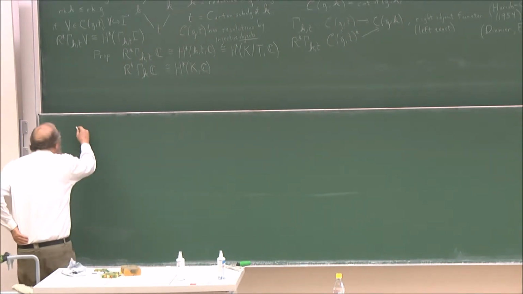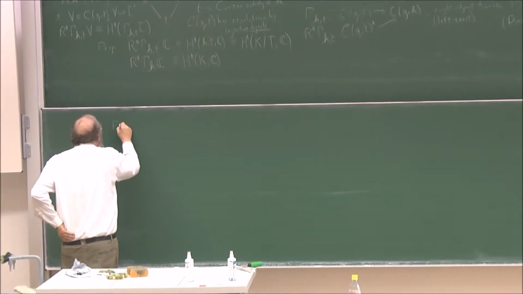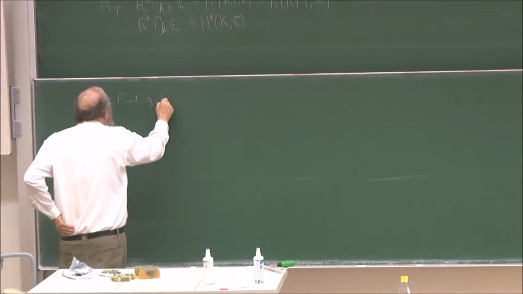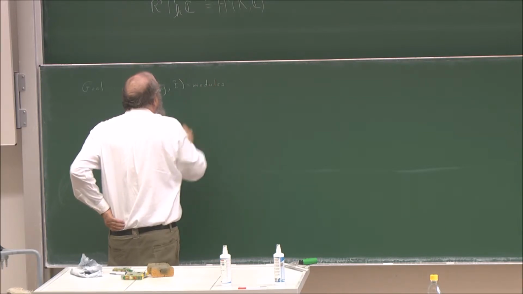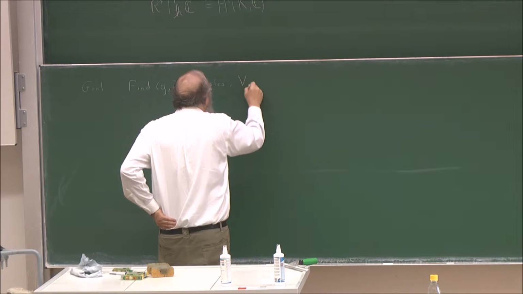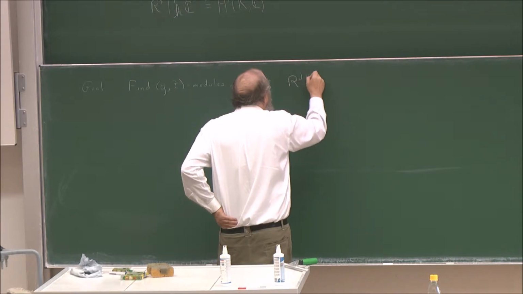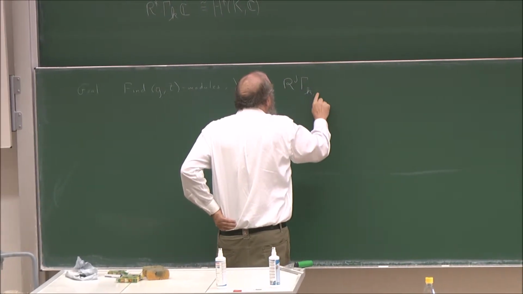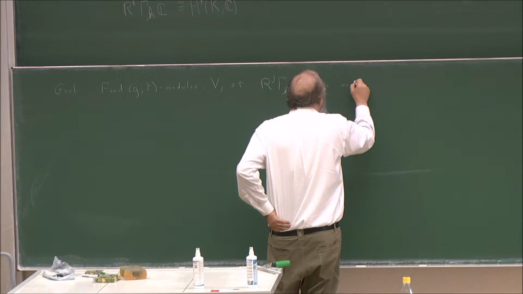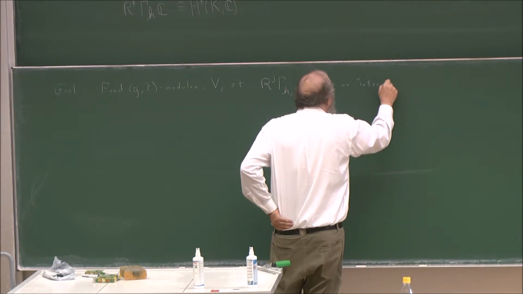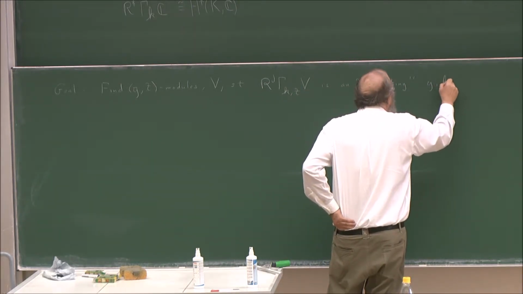So the goal is to find these GT modules V such that R^j Gamma_{K,T}(V) is an interesting GK module.